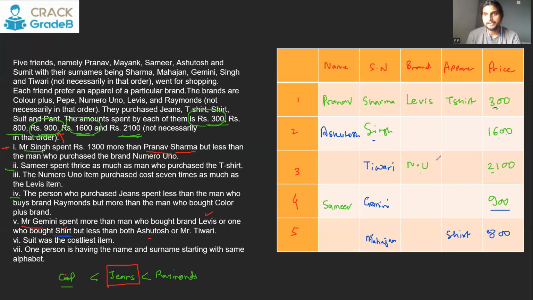Suit was the costliest item. This item is costliest. That means this is the suit of Numero Uno. One person has the name and surname starting with the same alphabet. So there is Pranav, Mayank, Samir, Ashutosh, and Sumit. Sharma, Mahajan. So Mayank Mahajan is possible for now. Sharma and Singh both are taken, so Samir Sharma, Sumit Singh not possible. So only possible it is Mayank Mahajan.